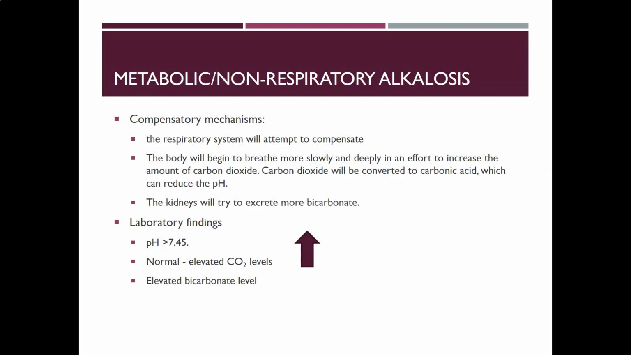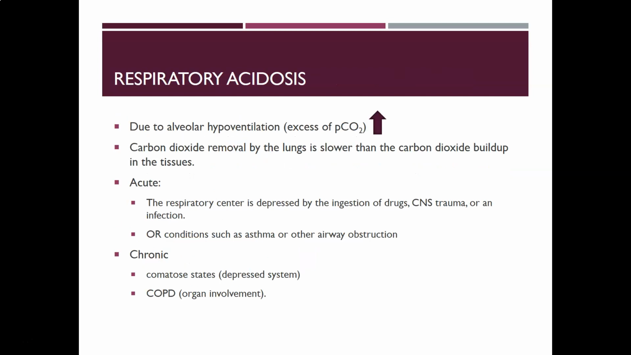Your lab findings on your ABG report can be a pH above reference range, or above 7.45, a normal or potentially elevated CO2 level, and an elevated bicarb level. So everything's moving in one direction. If you notice, for both metabolic acidosis and alkalosis, your abnormal values all move in the same direction. So for alkalosis, everything's up. For acidosis, everything's down. Now let's move to respiratory. Respiratory acidosis is due to alveolar hypoventilation.